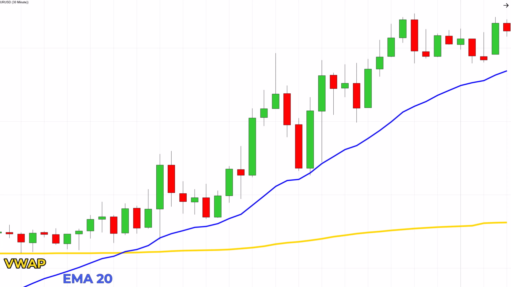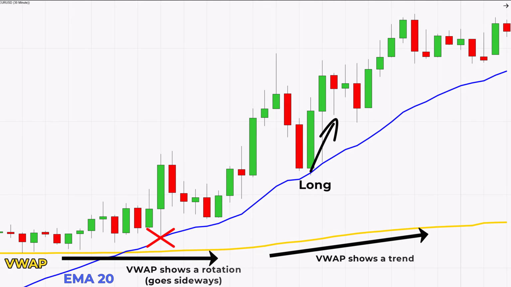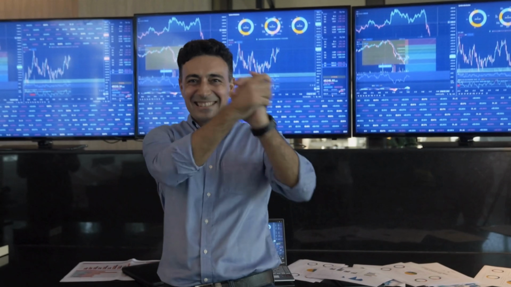On this next example, the price is moving above the EMA, which means that we will be looking for longs. The first pullback to the EMA is here, but it is not a viable trade signal because at this point the VWAP does not show a trend. It goes sideways. The next pullback is here, and in this case it is a valid signal because at this point the VWAP is already showing a trend. Now this is just a couple of examples, but as you can see, this is clearly working.